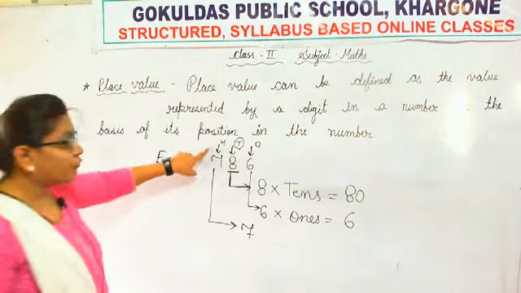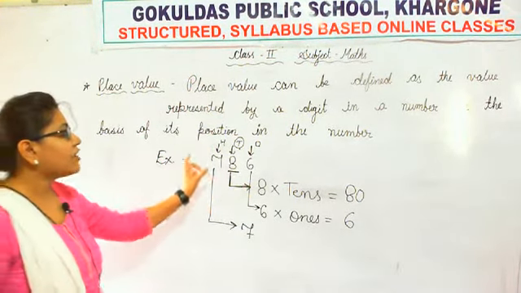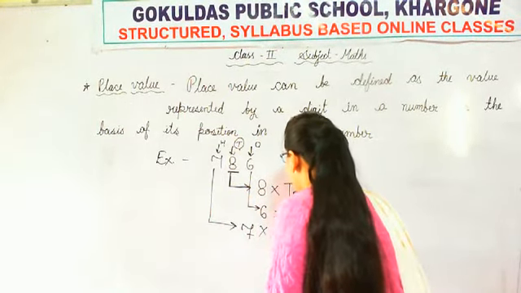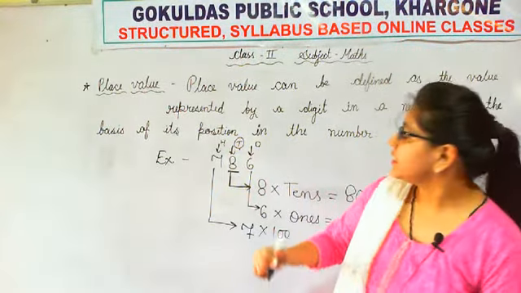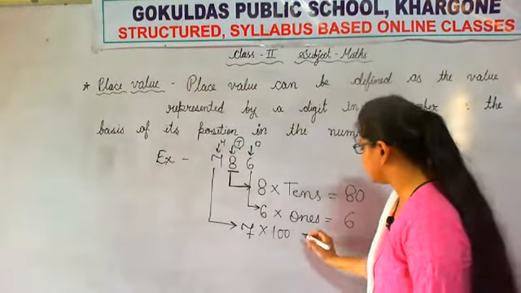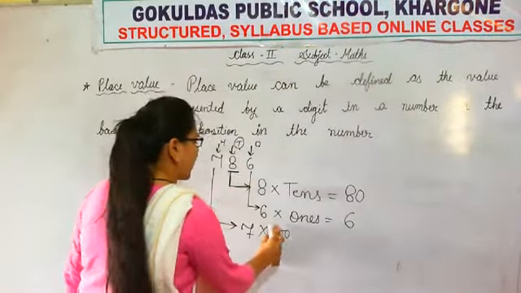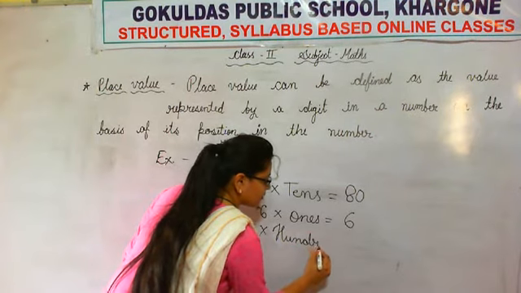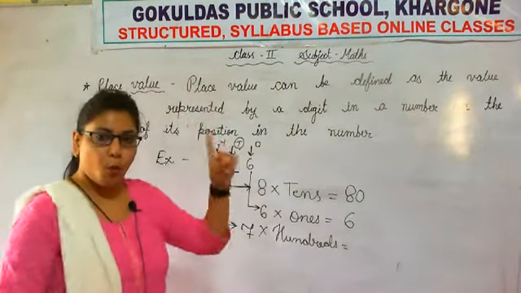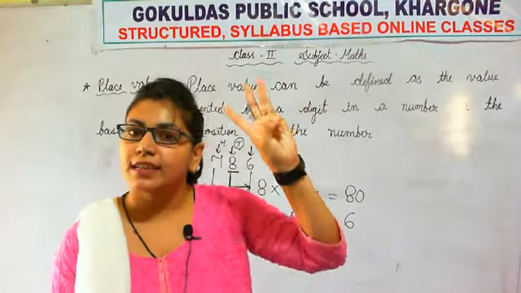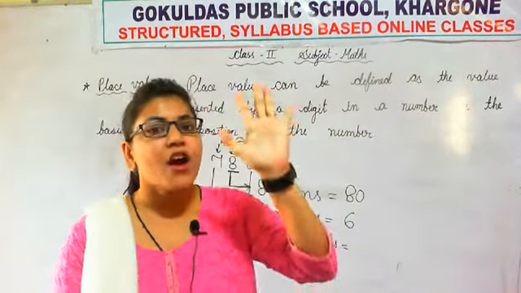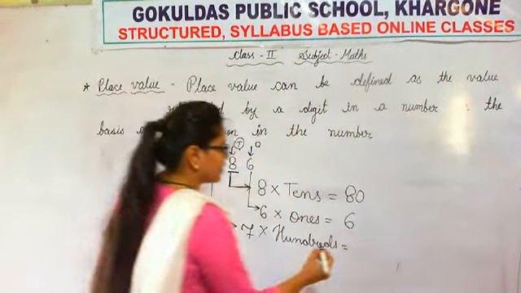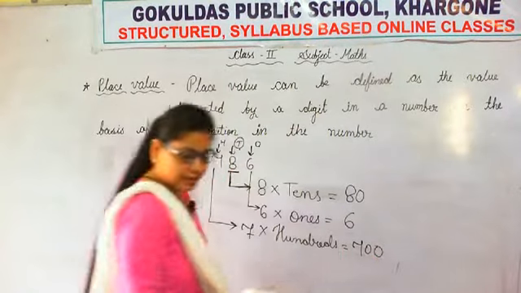If somebody asks me the place value of 7, what will I do? At which position is 7 situated? 7 is situated under the hundreds position. So, place value is the digit depending upon its position. So, hundreds. 7 hundreds. So, 100, 200, 300, 400, 500, 600 and 700. 700 means 700. Very simple it is.